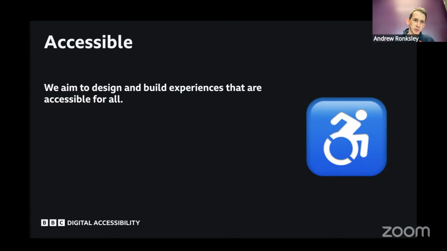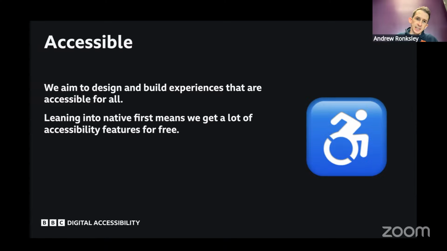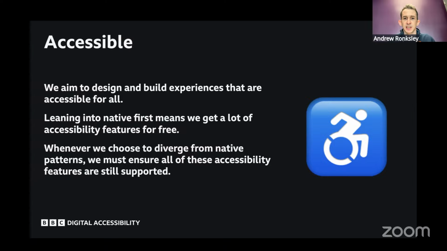Last one is accessible. So we aim to design and build experiences that are accessible for all. And we think leaning into native first means that we'll get a lot of accessibility features for free. I'm sure we all know, if you use native components, a lot of the hard work is done for you, and the same is true on mobile. And whenever we choose to diverge from that, if we choose to build something custom, we'll obviously ensure that we do all of the accessibility hard work that we need to make sure that it is as equally accessible as a native component.